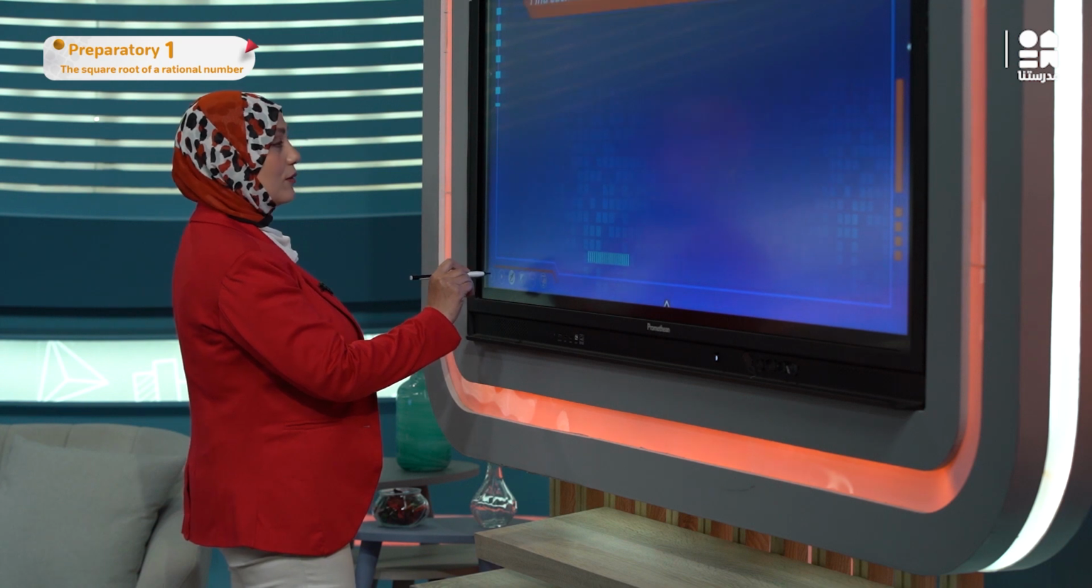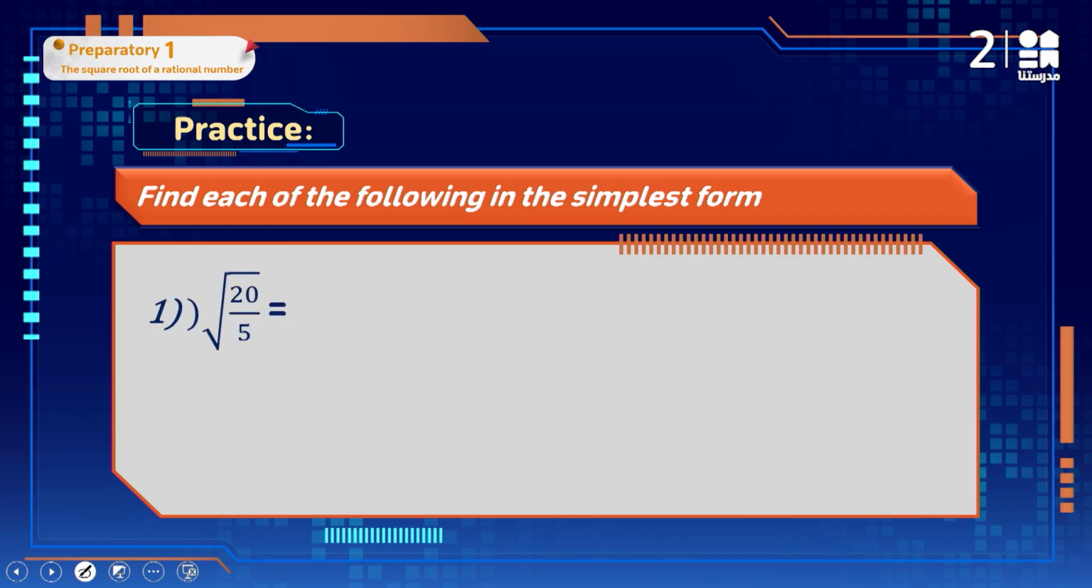Now we have another example here. Find each of the following in the simplest form. The square root of 20 over 5. So I cannot get 20 out of the square root and 5. So let's divide. 20 divided by 5 is 4. Then the square root of 4 is 2.